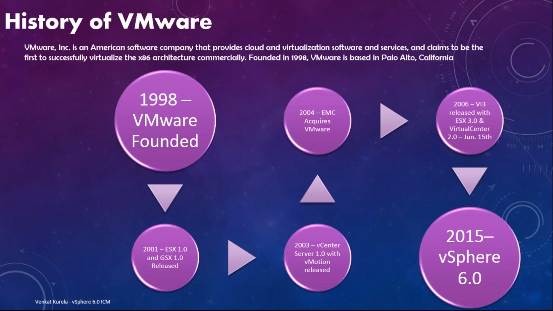This is exactly the history of VMware. Like I said, VMware is an American software company that provides cloud and virtualization software services. VMware was the first company to successfully virtualize x86 architecture on a commercial platform. The company was founded in the year of 1998, but they released the first enterprise class product in 2001, three years after the company was formed. And then in 2003, they got the ESX server, vCenter, and a key feature called vMotion.